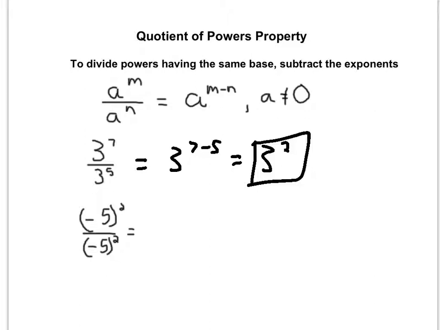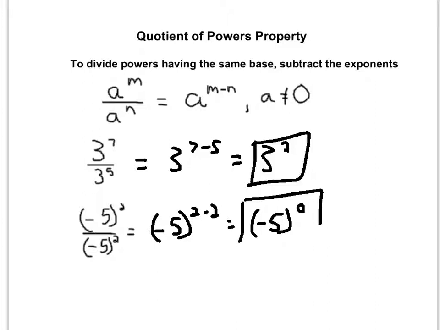Alright, same thing here. We've got negative 5 to the second divided by negative 5 to the second. So we're going to do negative 5 to the 2 minus 2 power, which is negative 5 to the 0 power, also known as 1. Anything to the 0 power is 1. Don't forget that. And it should make sense. We've got something on top divided by the same thing on bottom. We know anything divided by itself is always equal to 1. But this is how we would write it in exponential form.